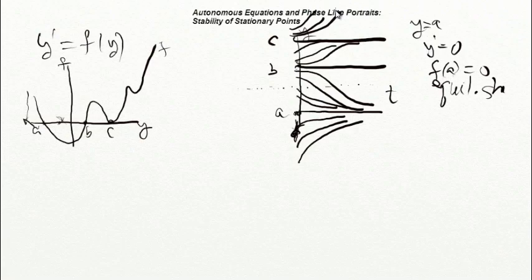The equilibrium points are assigned a certain nature. This guy is called stable, because if I start at a value a little bit different from A, the solution curves converge back to it. This one, for obvious reasons, is called unstable. If I start with initial values a little bit different from B, the curves go away, and this one is called semi-stable. On one side, the curves converge back to C, and on the other side, they drift away.